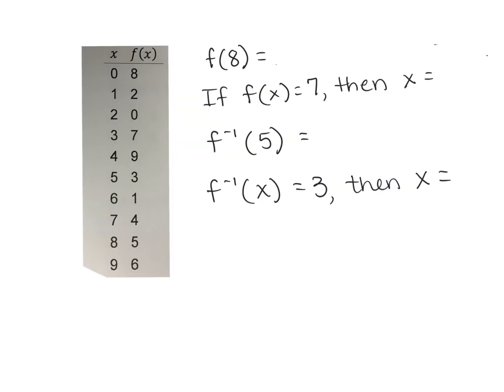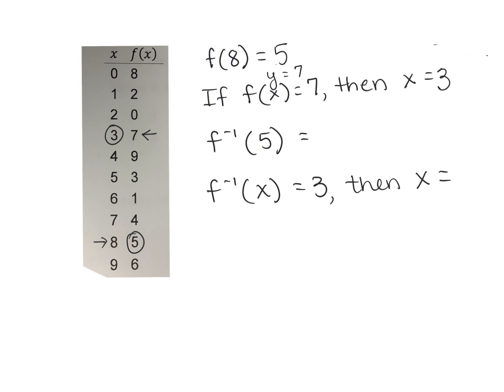A different version of the same questions looks like this. This indicates that I have x values in my domain, f of x is given, and the first thing it wants to know is f of 8. So I look for the 8, and f of 8 would be the number 5. Then f of x is equal to 7, so what that means is that when y is equal to 7, then x is equal to 3.